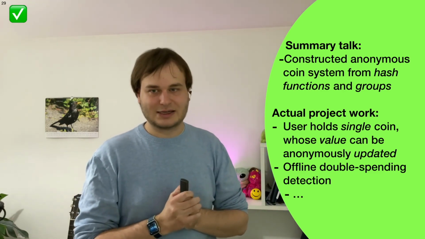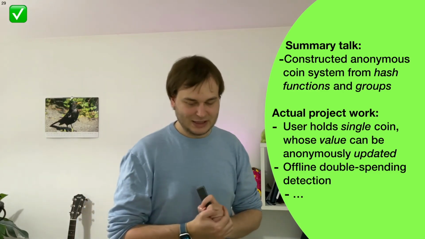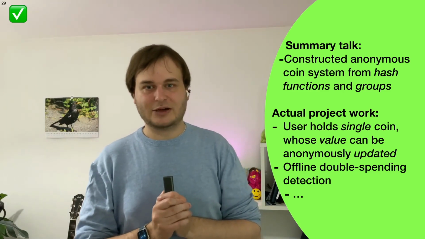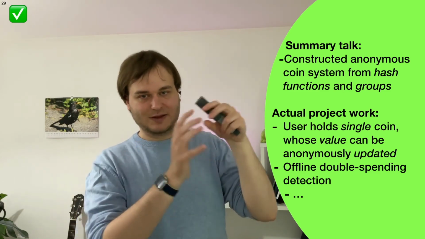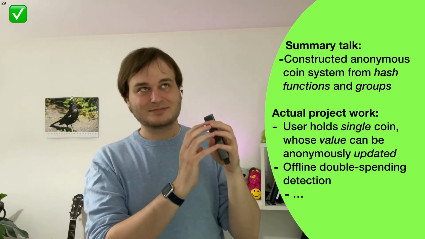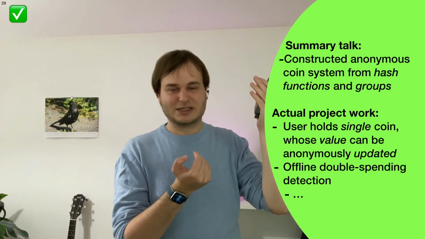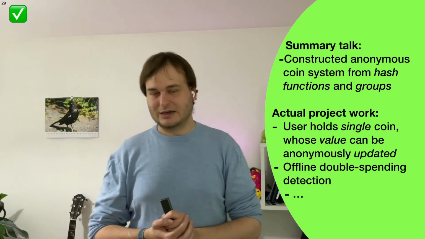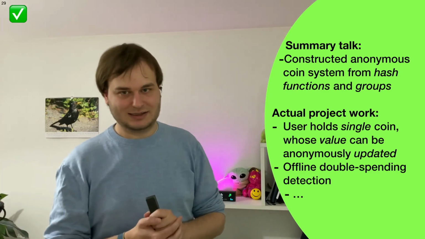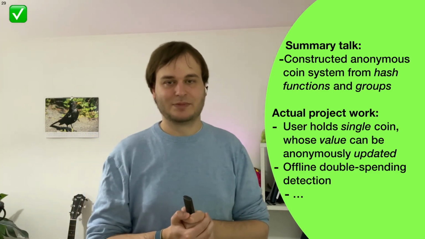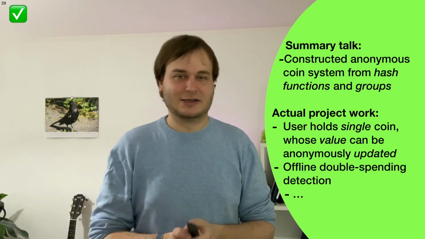The other thing that is unfortunate about the simple construction that I've shown here is that the provider also always needs to be online. So if I come with a new coin that I want to spend, the provider needs to check the database whether this coin has been spent before. And if the database is offline, well, he can't check and he can't take my coin. Or at least he shouldn't, because maybe I've already spent it and he won't be able to tell.